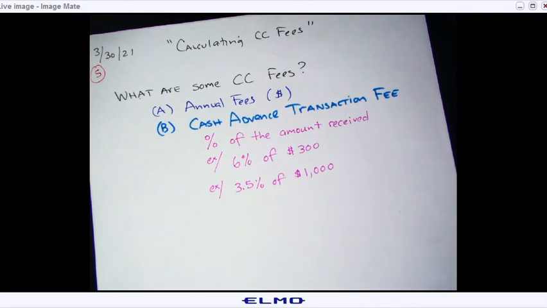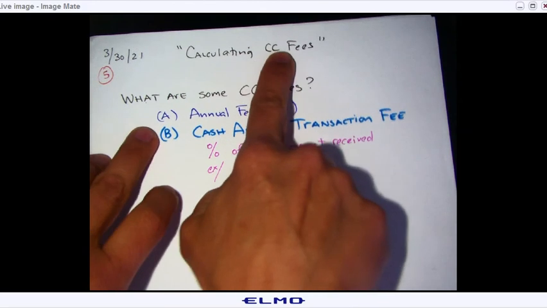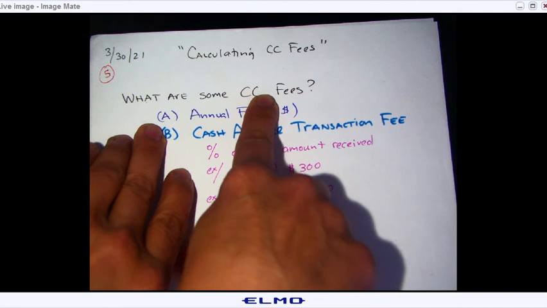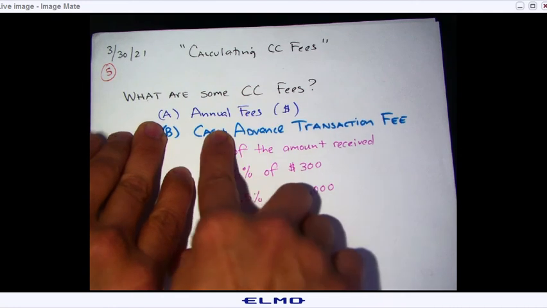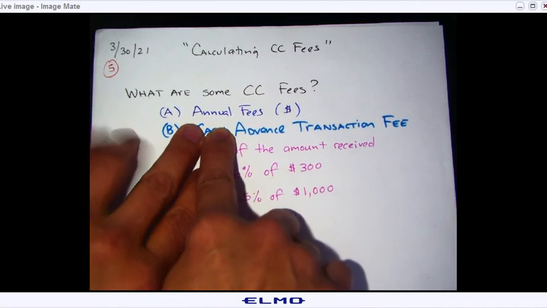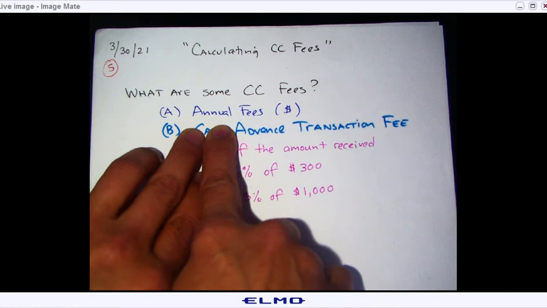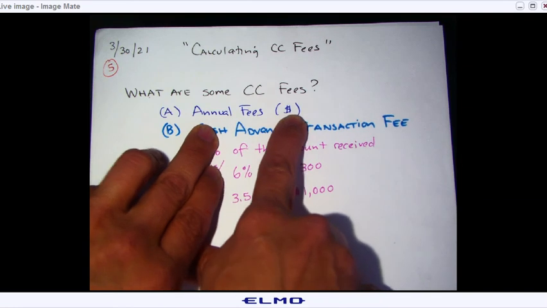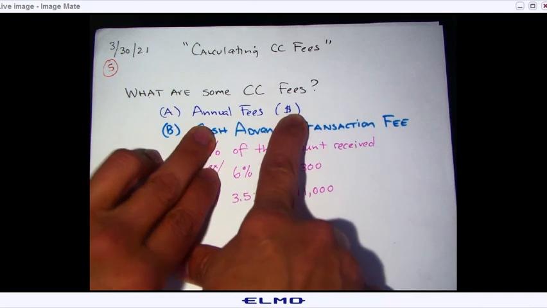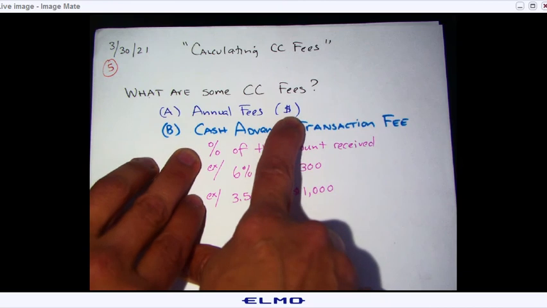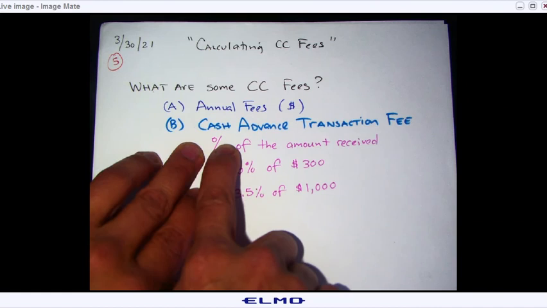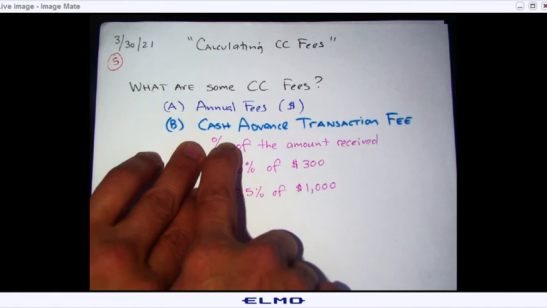All right. So for the most part, what are we talking about? Again, we're talking about calculating credit card fees. What are some credit card fees? The first one is what? Aaron Graper, can you tell me the first one? Annual fees. And that's usually in dollars. Dollars, $50, $100. And that's why I put the little dollar sign. The second one, Haley, what's the second credit card fee that I wrote down?